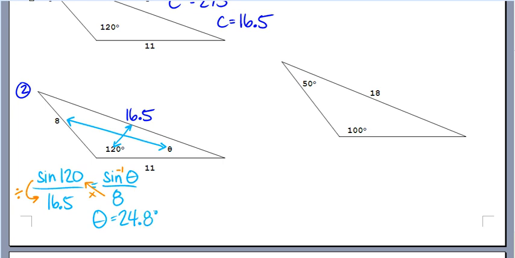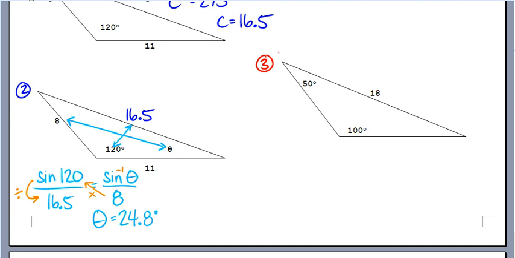So that's what sine law looks like. The sine of an angle over its opposite side equals the sine of another angle over its opposite side. Cross multiply, divide. Shouldn't be too bad. Triangle 3 is what we'll actually run into in the next video.